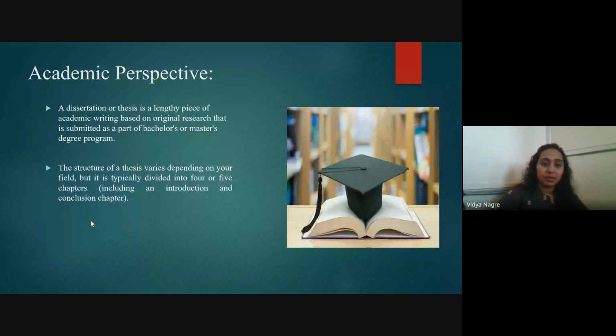So dissertation or thesis is a lengthy piece of academic writing based on original research that is submitted as part of a bachelor's, master's degree or MPhil or PhD degree. The structure of a thesis varies depending on your field, that is your subject of specialization and the stream that you have chosen. Practically, your thesis is divided into 4 to 5 chapters, including introduction and concluding chapters altogether. It depends on the length of your study. In certain cases, chapters may exceed, like 7 or 8 chapters also may be included.